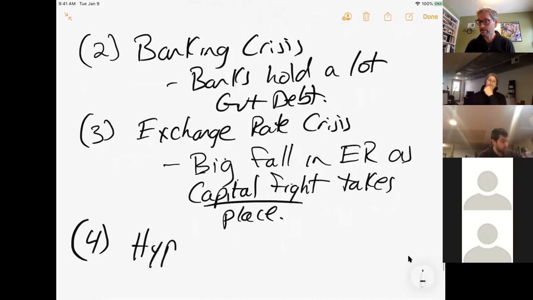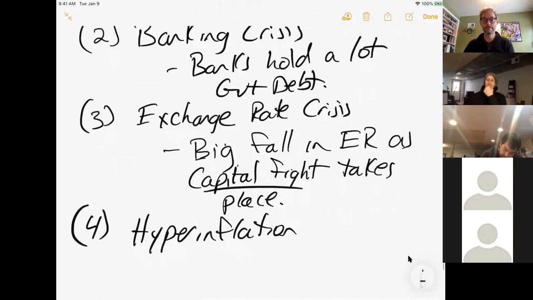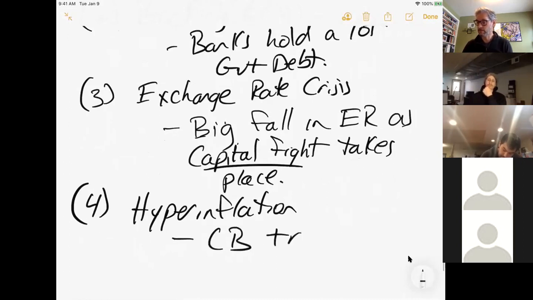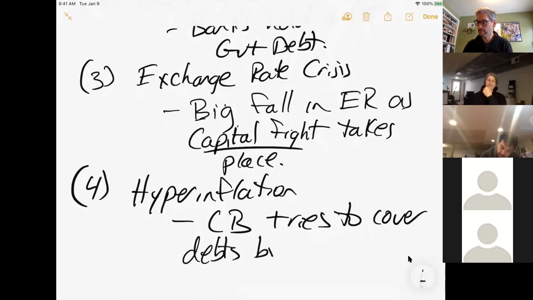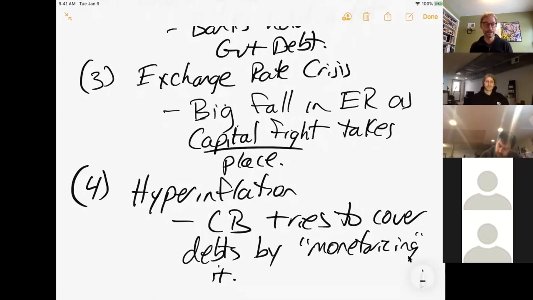Finally, it could lead to hyperinflation. And we've talked about this before, that in some countries the central bank tries to cover the debt by monetizing it. Meaning, how do you pay off your debt? You just print up money. You turn that debt into money. And all of the major hyperinflations in history have been associated with debt crises. Hyperinflations go hand in hand with debt crises. Countries that suffer from debt crises are often forced to just print up money to pay their bills, leading to a hyperinflation.